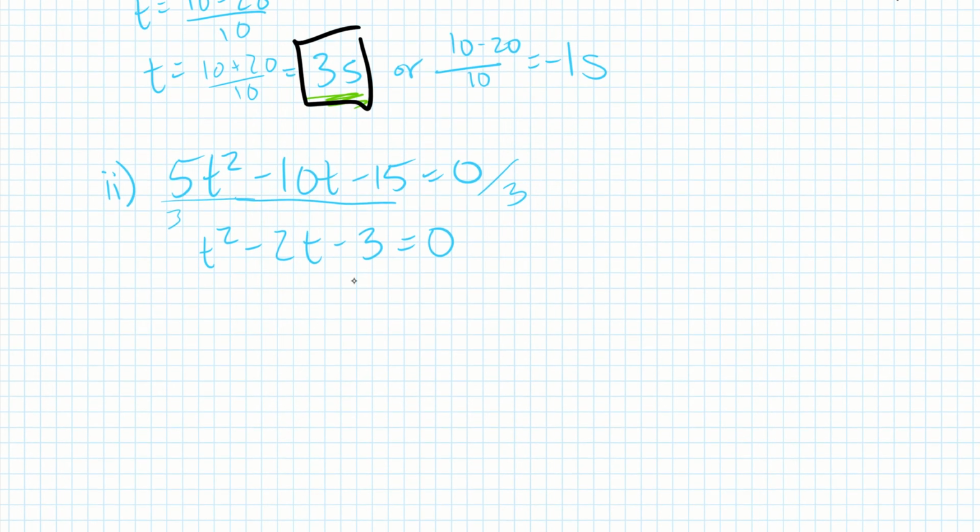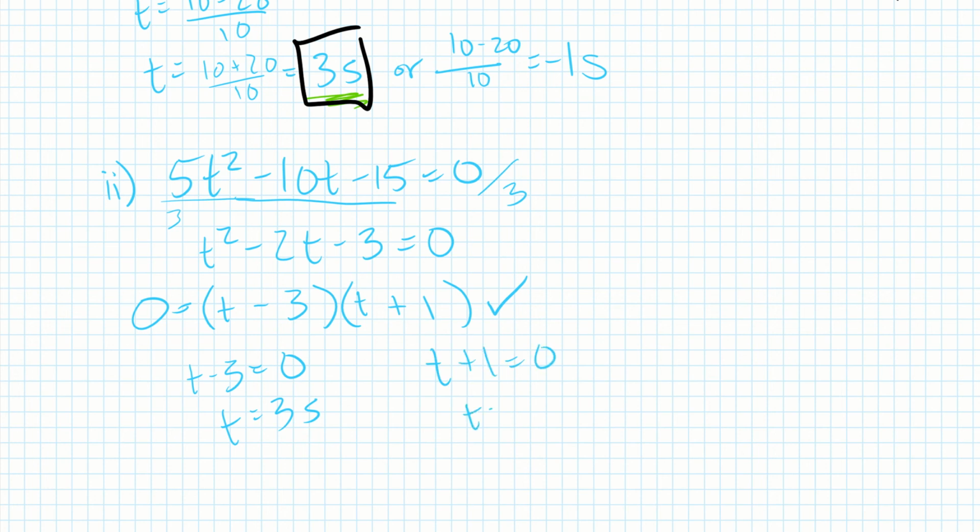Okay, so here is our equation, and let's factor this. So t and t, okay? And we want to think of, what can we multiply together to get negative 3, but add together to get negative 2? Well, if I put a negative 3 here plus 1, when I multiply, I get negative 3, and when I add, I get negative 2. So that checks out, and this is equal to 0. So we can set each of these factors equal to 0, and we get t equals 3 seconds, or t equals negative 1 second, just like before.